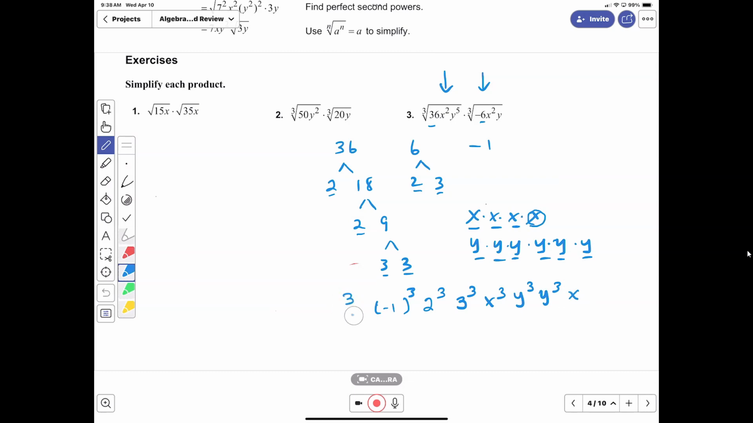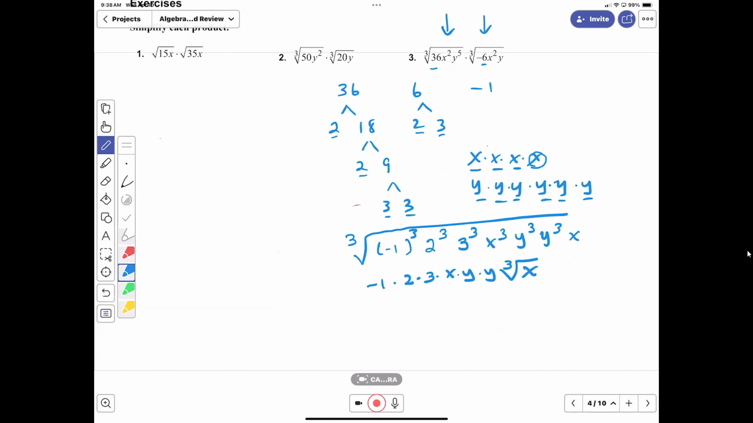So now I'm going to get the cube root. And remember that when I get the cube root of a number that's raised to the same number, which is the power, when the power and the index are the same, they cancel each other. So you're left with negative 1 times 2 times 3 times x times y times y. So you're left with the cube root of x. So it's 2 times 3 is 6 times negative 1. So it's negative 6x y squared times the cube root of x. So that's what it simplifies to.